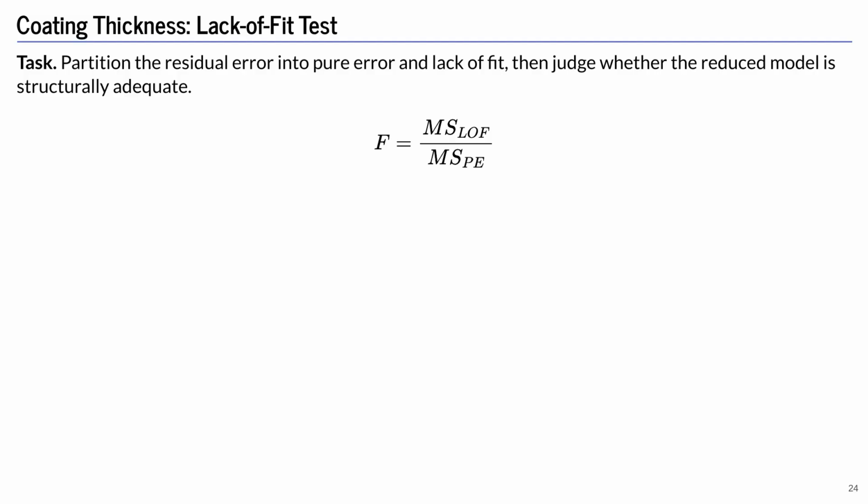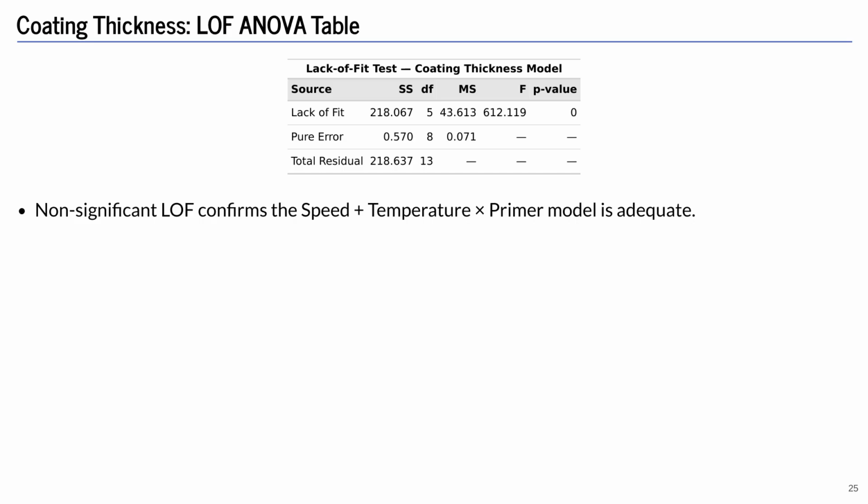The two replicates per corner are doing exactly what they were designed to do, providing an honest, model-free estimate of pure error that allows us to formally test whether the model form is adequate. The model passes with adequacy confirmed.